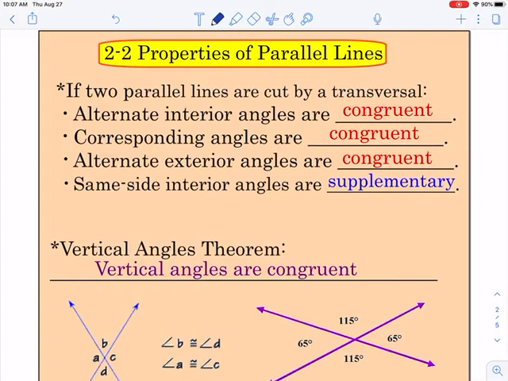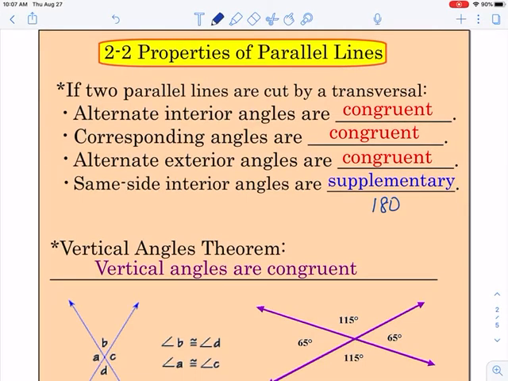And then we're going to have something again with the alternate exterior angles, and those are also going to be congruent. And then if you have same side interior angles, those are going to be supplementary. Again, supplementary means that they're going to add to 180 degrees.